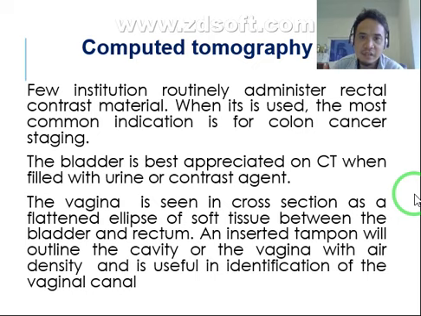The vagina is seen in cross-section as a flattened ellipse of soft tissue between the bladder and rectum. So, dili kayo makita ang vagina kay mura siya naipit sa bladder o sa rectum. So, ang ginahimo ana, it is inserted a tampon will outline the cavity of the vagina with air density and is useful for identification of the vaginal canal. But sometimes, ang among ginahimo is mag-introduce or magkuha mi og kanang syringe and i-fill na mo to with positive contrast agent. Then butang namo sa condom, isulod namo sa vagina para mahimo siyang marker namo sa vaginal canal. Okay, para ma-delineate namo siya from the rectum and the bladder.